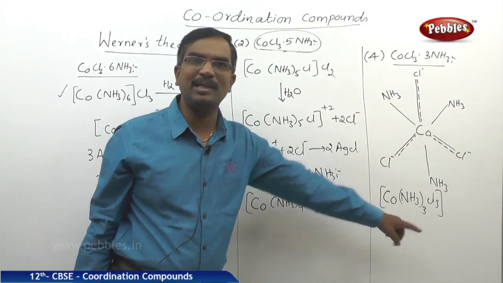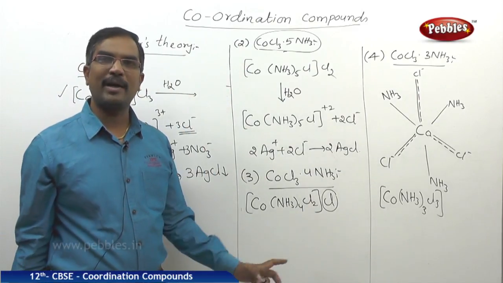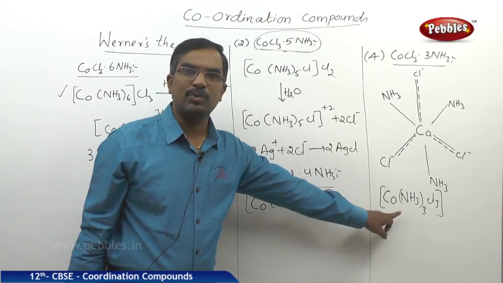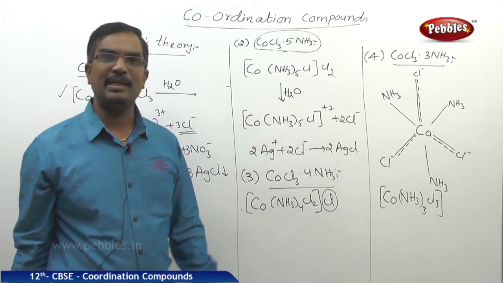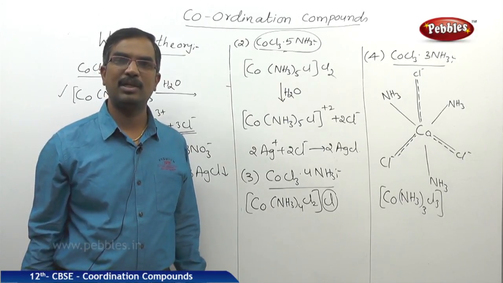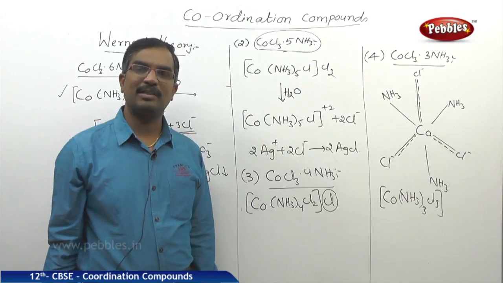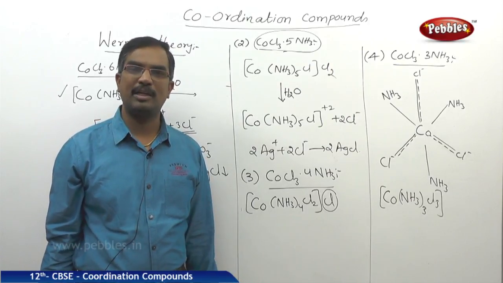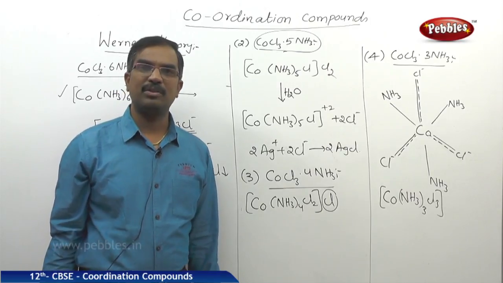So this won't release any chloride ions. That's why if we add excess of AgNO3 to this aqueous solution, we won't get any precipitate of silver chloride. So this also has importance with reference to stoichiometry. Stoichiometric calculations can also generally be asked from the exam point of view.